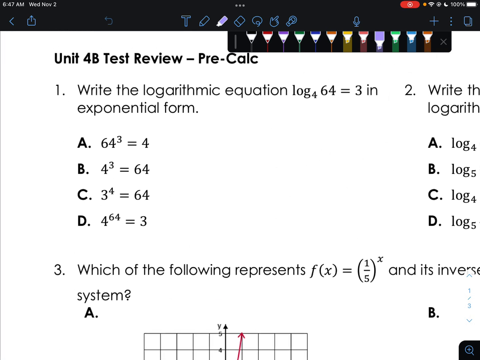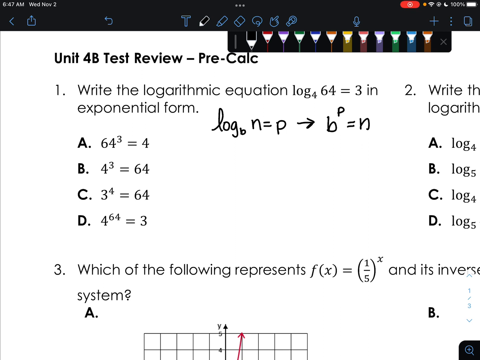So looking at question number 1, write the logarithmic equation log base 4 of 64 equals 3 in exponential form. As a reminder, to go from log to exponential form, we start with log of our base, and then we have a number equal to our power. When we switch it to exponential form, we have our base to our power equals our number.